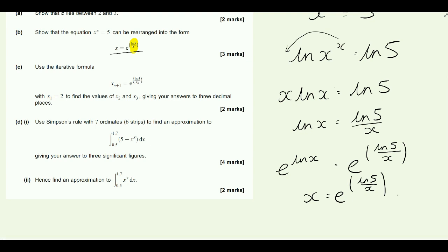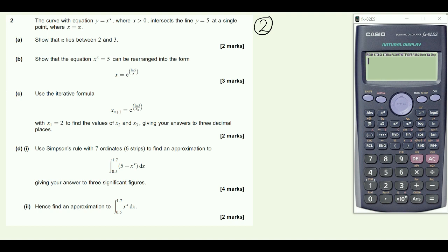So for part C, we're doing the iterative formula for a function, so that's why the calculator's here now. We're saying that the next term, x n plus 1, is equal to e to the ln 5 over whatever the previous term was, x n. We're told that x 1 is equal to 2. So we're going to use our calculator to do all of this for us.